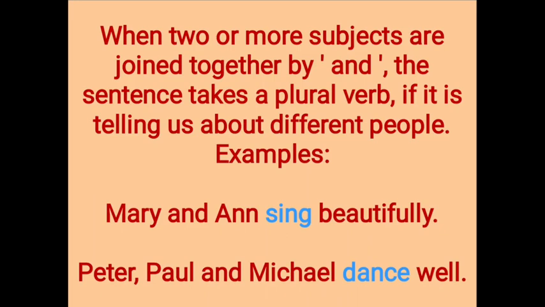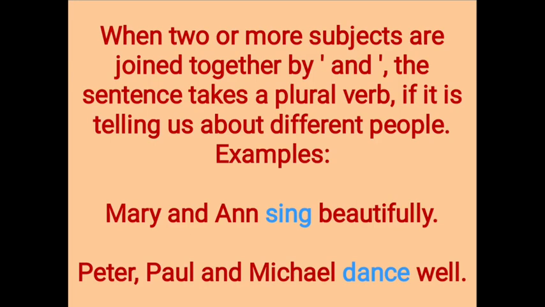When two or more subjects are joined together by and, the sentence takes a plural verb if it is telling us about different people. As long as you are not talking about the same person, the verb should be in the plural form.